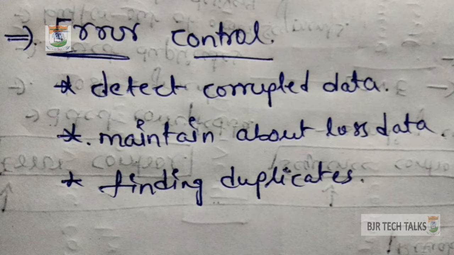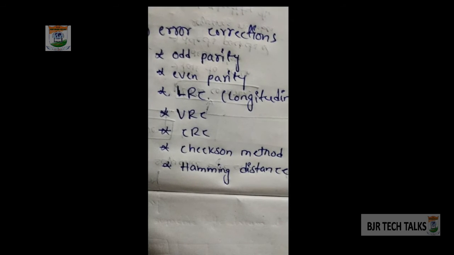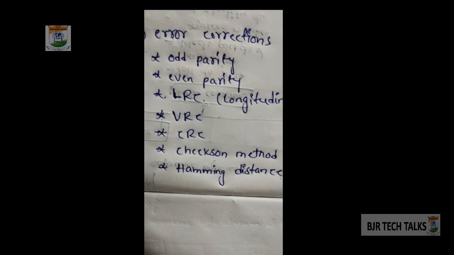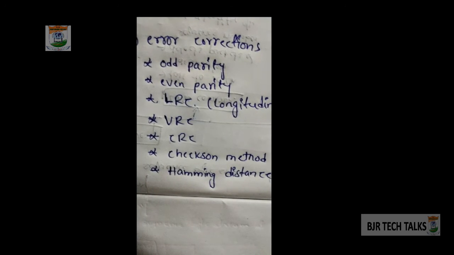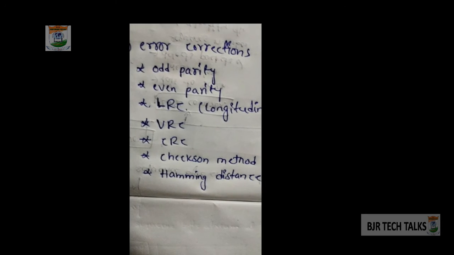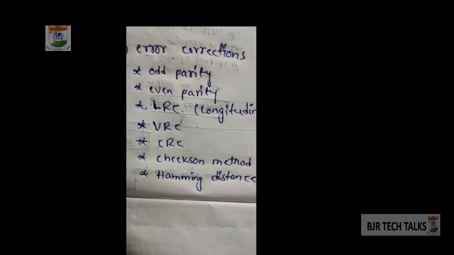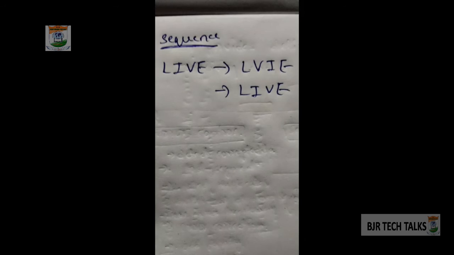Error control detects corrupted data, maintains track of loss of data, and finds duplicates. Errors are corrected by using error correction methods: add parity, even parity, LRC longitudinal redundancy check, VRC vertical redundancy check, CRC cyclic redundancy check, checksum method, Hamming distance code.